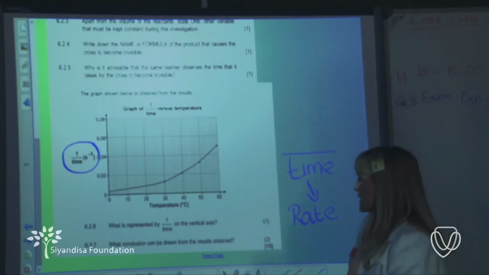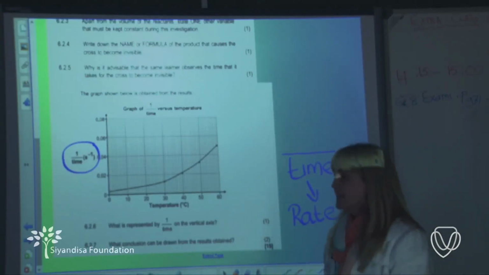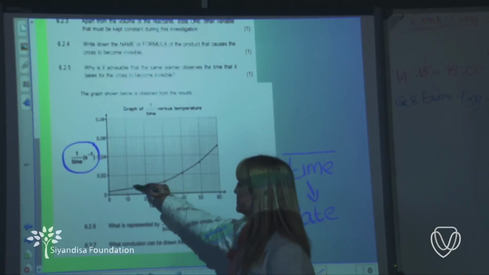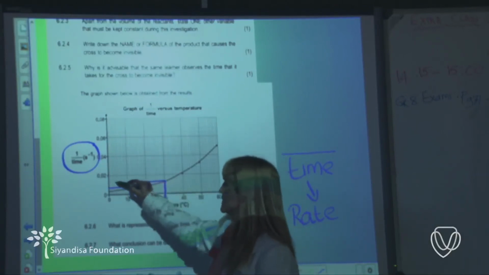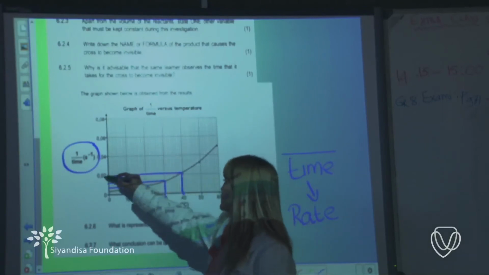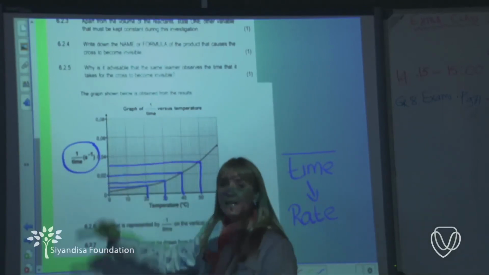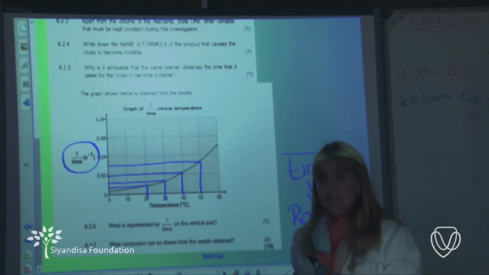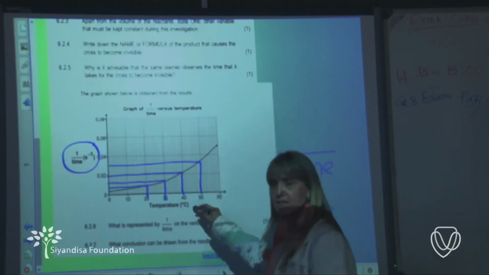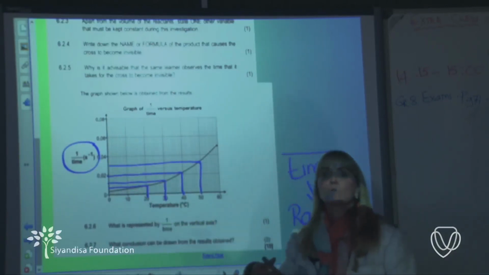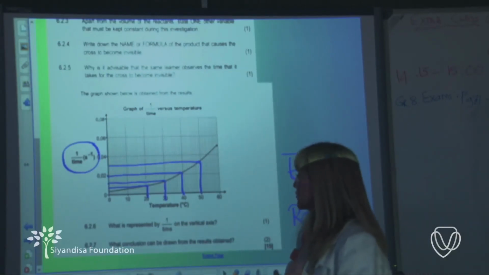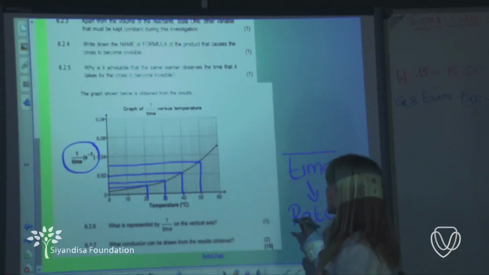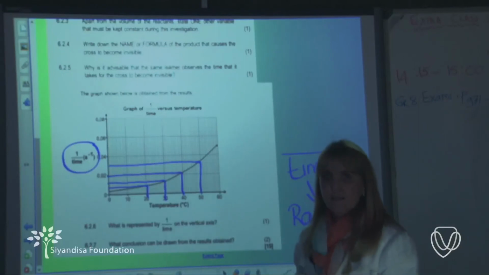So anything over time always gives me the rate of the reaction. 6.2.7, what conclusion can be drawn from the results obtained? Now, ladies, if we look at our graph, as the temperature increased, so did 1 over time. But what is 1 over time? 1 over time is reaction rate. So what is the conclusion to this investigation? As the temperature increases, the rate of the chemical reaction will also increase. And remember that your conclusion always has to tie back to your hypothesis, where we spoke about the relationship between temperature and reaction rate. Right.